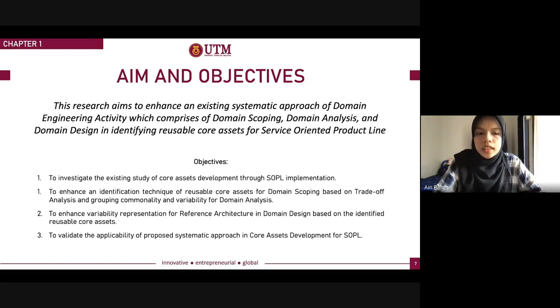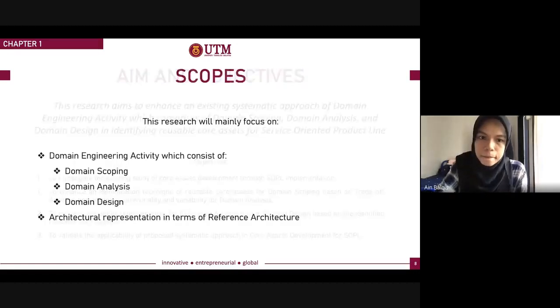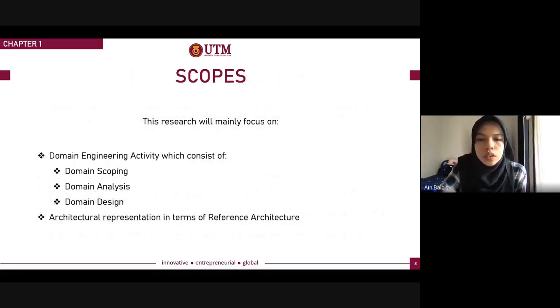variability for domain analysis. Next is to enhance variability representation for reference architecture in domain design based on the identified reusable core assets. And lastly is to validate the applicability of the proposed systematic approach in core asset development for service-oriented product line. So this research will mainly focus on the domain engineering activity, which consists of domain scoping, analysis and design, and also the architectural representation in terms of reference architecture.